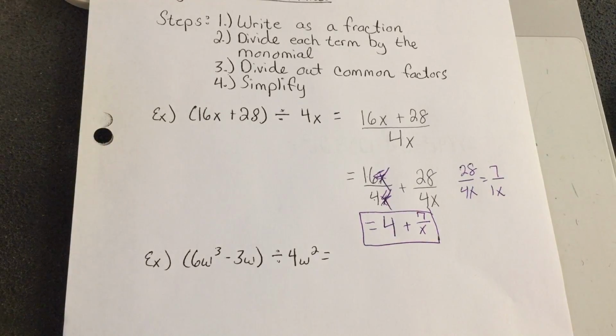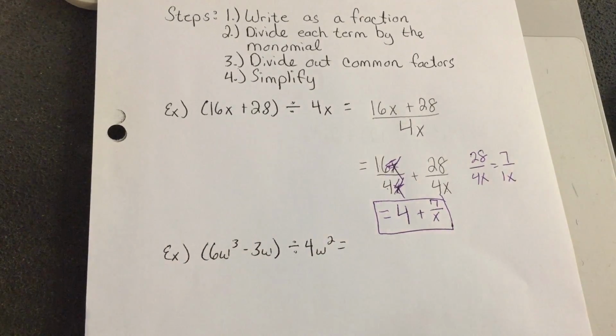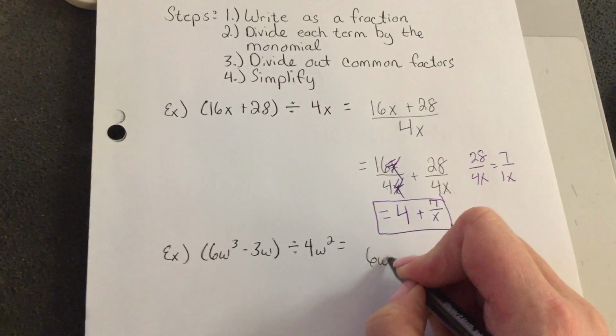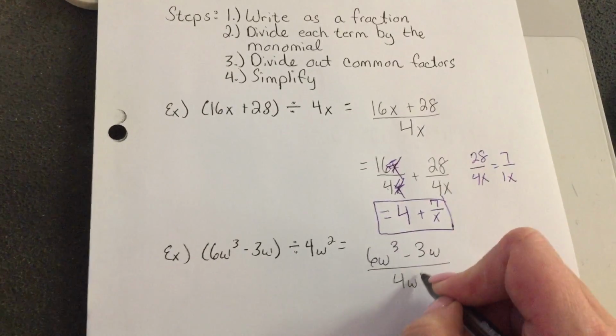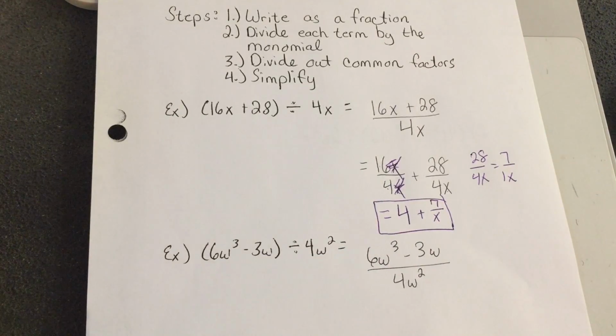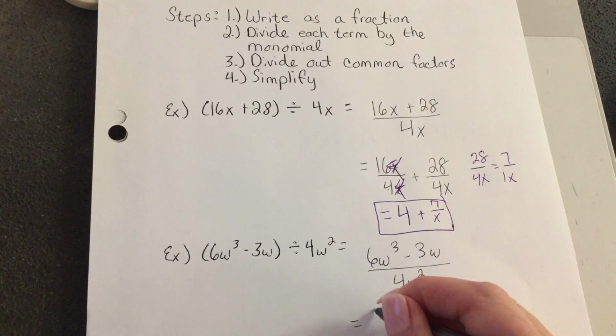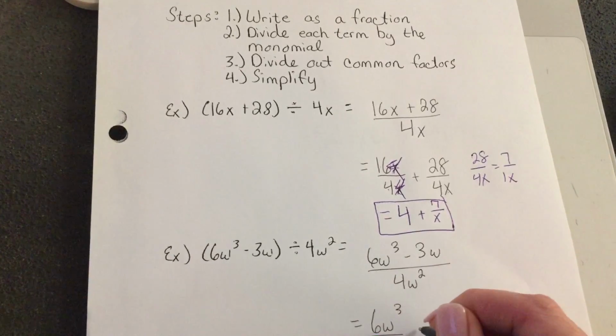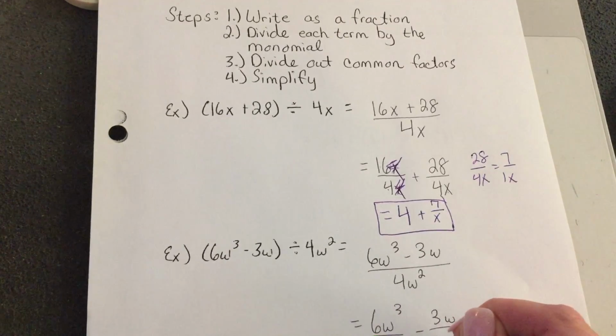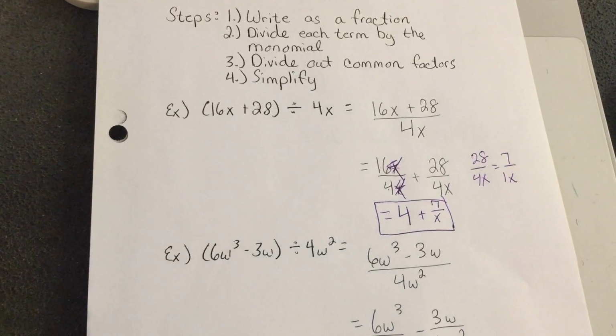So think about that whale example when you're pulling out variables. Let's look at another one. This one has cubes and squares in it. Let's start out by saying 6w cubed minus 3w over 4w squared. The first thing I want to do is take the denominator and separate it to each of the monomials in my numerator. So we have 6w cubed over 4w squared minus 3w over 4w squared.